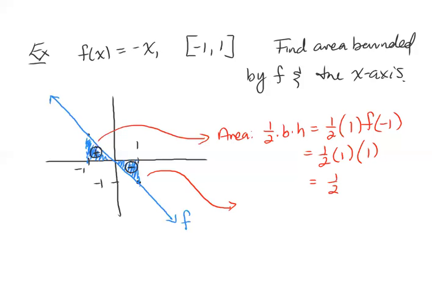How about this one? The area is again a triangle, 1/2 times the base times the height, which I'm going to call f of +1, which is equal to 1/2 times the base, again 1, and f of 1 is -1. So it gives me -1/2.